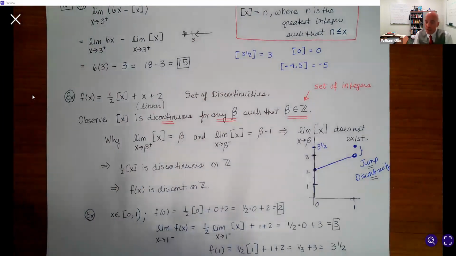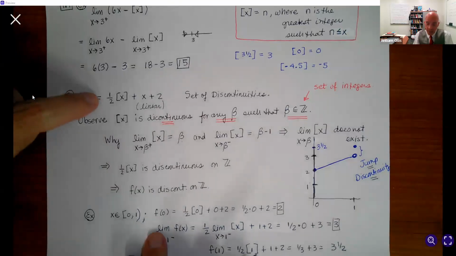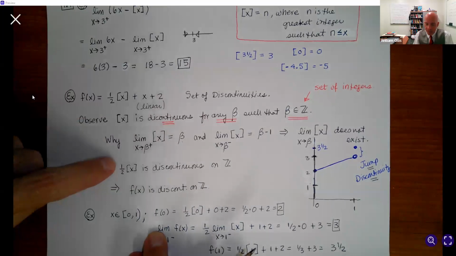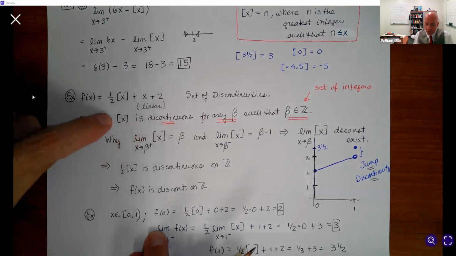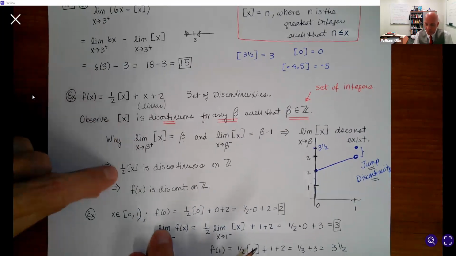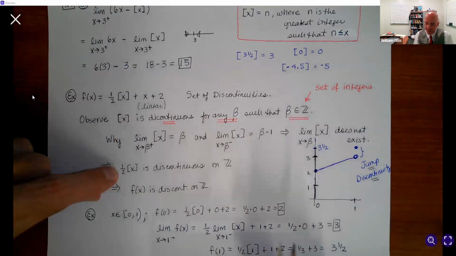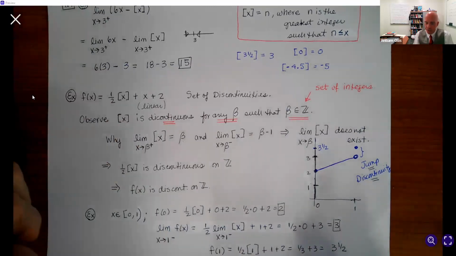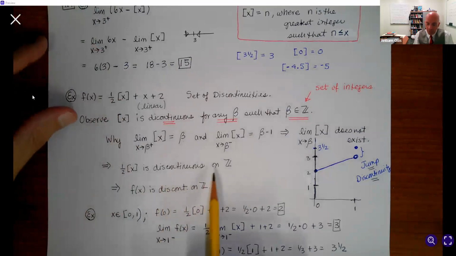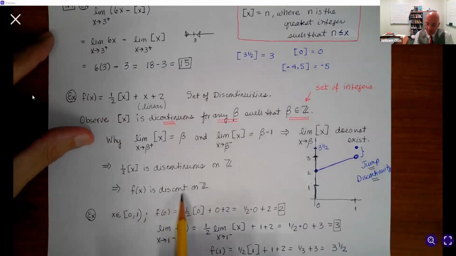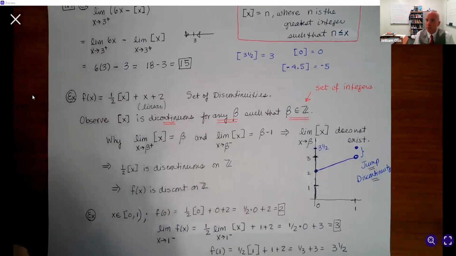And so, since the greatest integer function is not continuous at integers, that defines the set of discontinuities for this particular function. Clearly, if the greatest integer function is discontinuous at the integers, 1/2 times that, or a multiple of that, doesn't change the discontinuity. And so we see now that f of x is discontinuous on the integers, on a set.